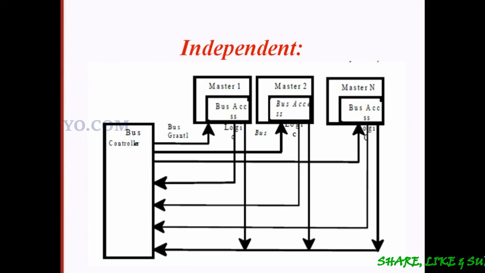Here all the bus masters are connected with an independent bus request and independent bus grant signal, but a common bus busy signal. Suppose any one master requests the bus controller to use the bus by using its separate bus request. Then the bus controller generates the bus grant signal to the particular master. The master receives the bus grant signal and produces the bus busy signal, which is common to all the masters.